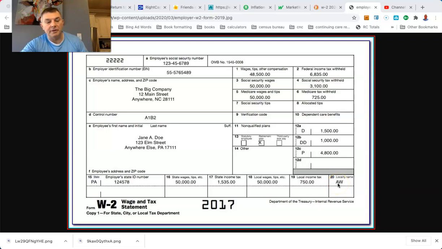But anyway, what I want to point out is what's happening here: you made $50,000, but you did not bring home $50,000. You brought home 50,000 minus 6,835, minus 3,100, minus 725, minus $1,500 to your 401k, minus 1,535 to the state, minus 750 to this locality. You only brought in $35,000 after taxes and your 401k contribution.